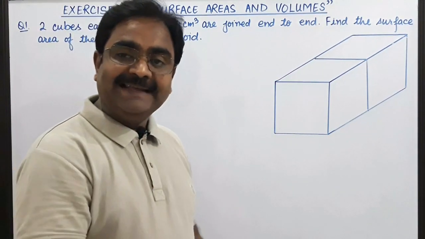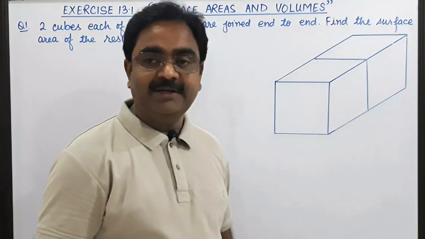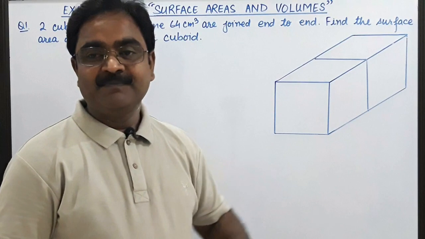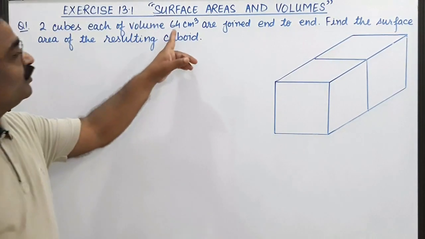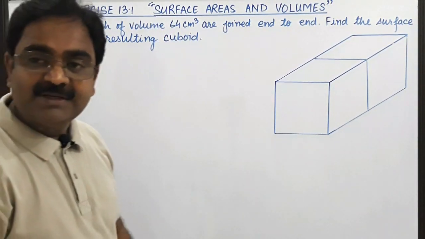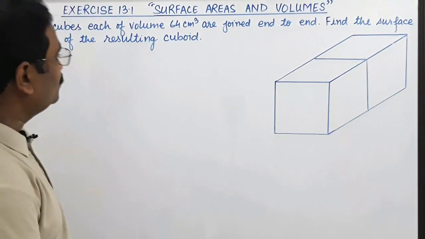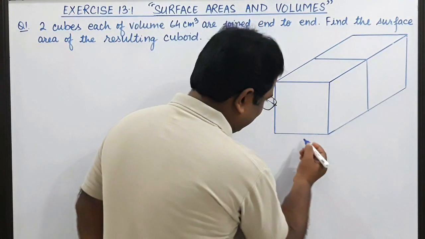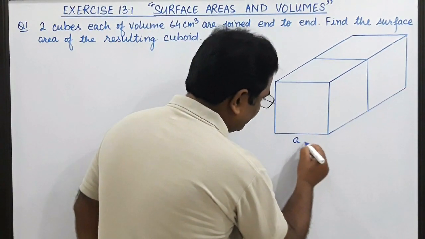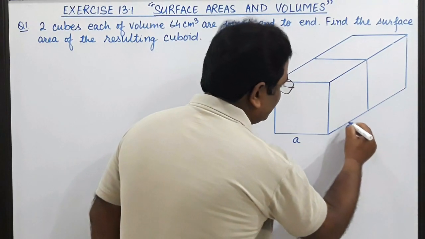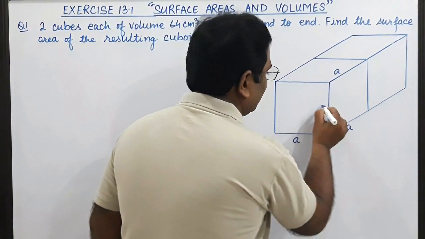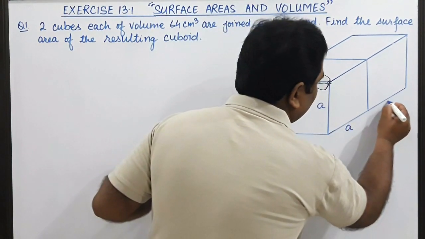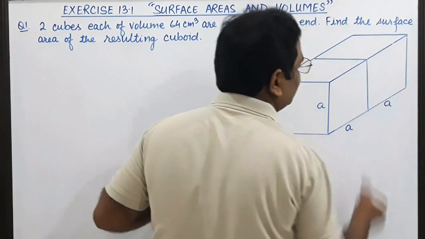To find the length, breadth and height of this resulting cuboid, we should know the dimension of the first cube. Why? Because we know that the volume of one cube is 64 centimeter cube. So let us suppose that each of the cubes has side A unit. This is A, and the height is also A. So this will be A, it will be A, right?